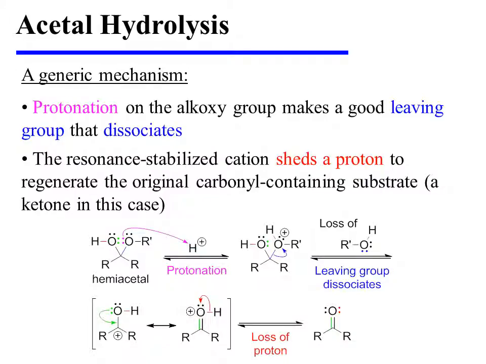Protonation of the hemiacetal on the remaining alkoxy group makes another good leaving group, and dissociation of that alcohol affords a resonance stabilized cation. The more stable resonance form delocalizes the positive charge onto the oxygen, and this is the more stable resonance contributor because all atoms possess a complete octet. Loss of a proton from this resonance form regenerates the original carbonyl containing substrate, which in this case was a ketone.